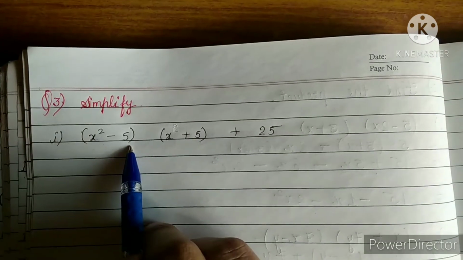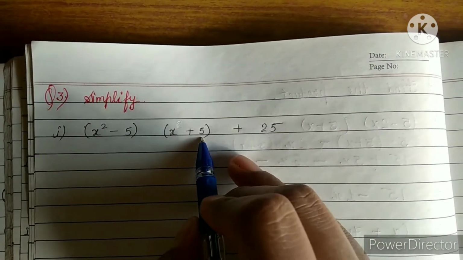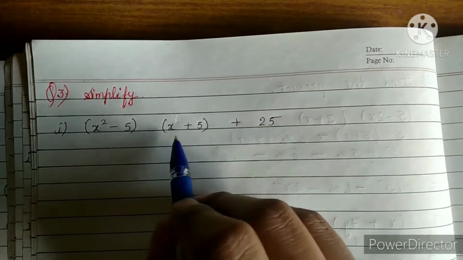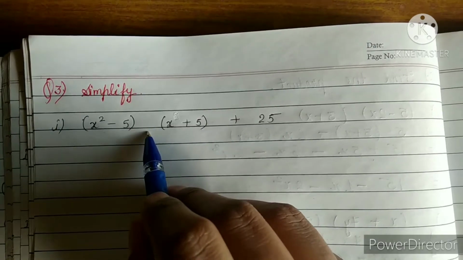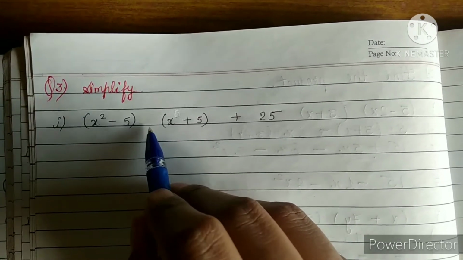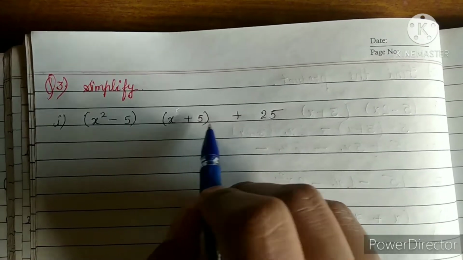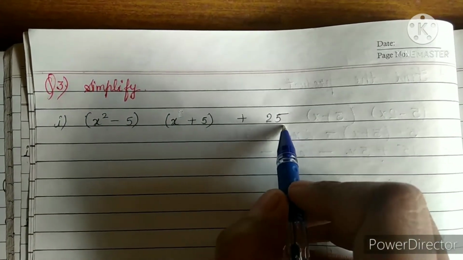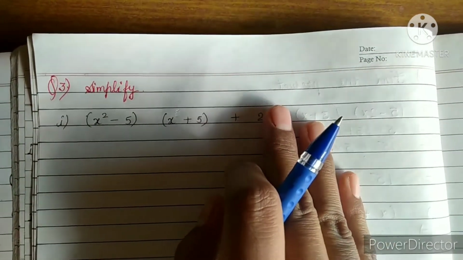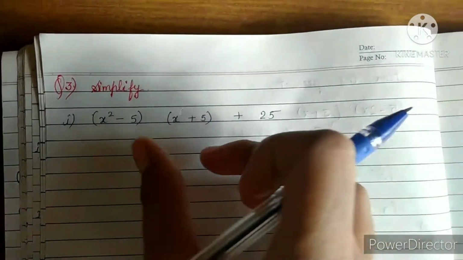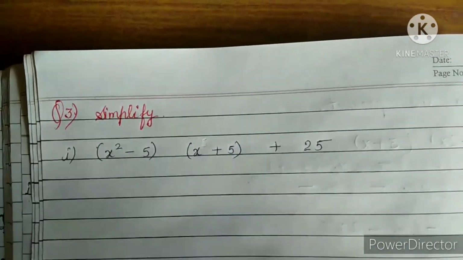This binomial expression is multiplying by x plus 5. These 1 and 2 expressions are multiplying because none of the symbol is here. So these two expressions are multiplying each other. After that plus 25. So this 25 will remain the same at the end. We will simply multiply the starting two expressions.